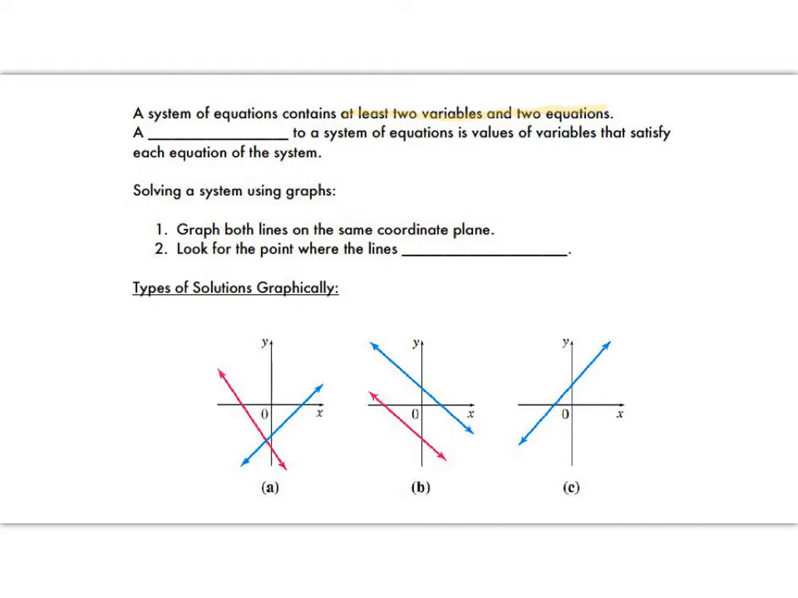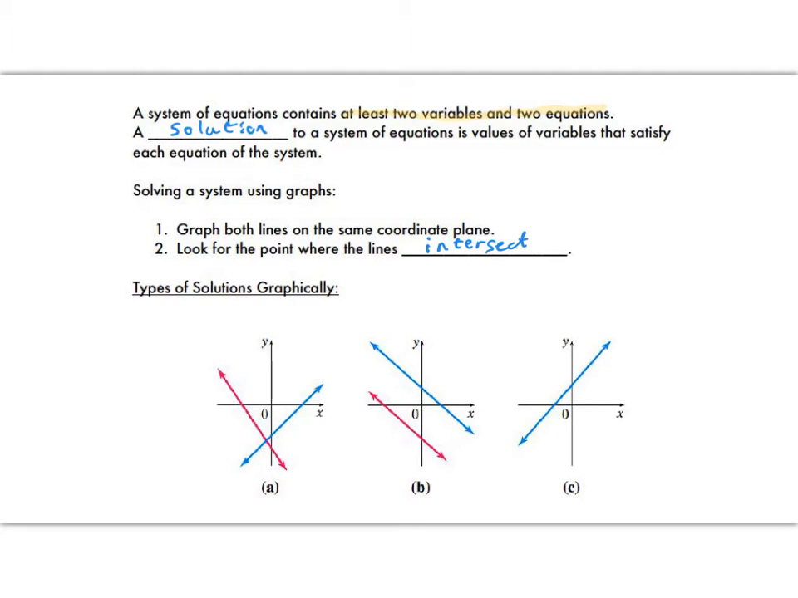And a solution to a system is values of variables that satisfy each equation of the system, every equation of the system. So solving a system using graphing is one of those things that you learned in Algebra 1 and Algebra 2, where you graph both lines on the coordinate plane and you look to see where they intersect.